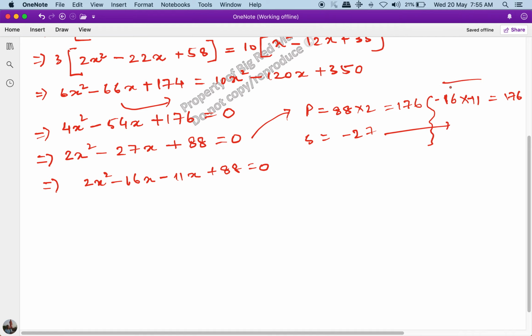If you're wondering how I broke this down so very quickly, remember you should know tables. I know the table of 11, and I know that in the table of 11, 176 comes at 16 elevens. That is how I broke it down so fast.